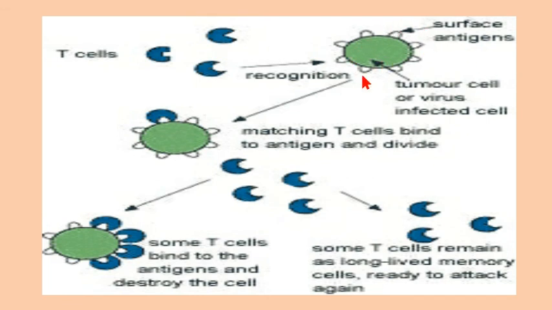Pathogens having antigens, these are T cells, they recognize them. Now some of the T cells destroy the pathogens. You see, they are destroyed, and some T cells remain as long-lived memory cells. They are ready to attack again.